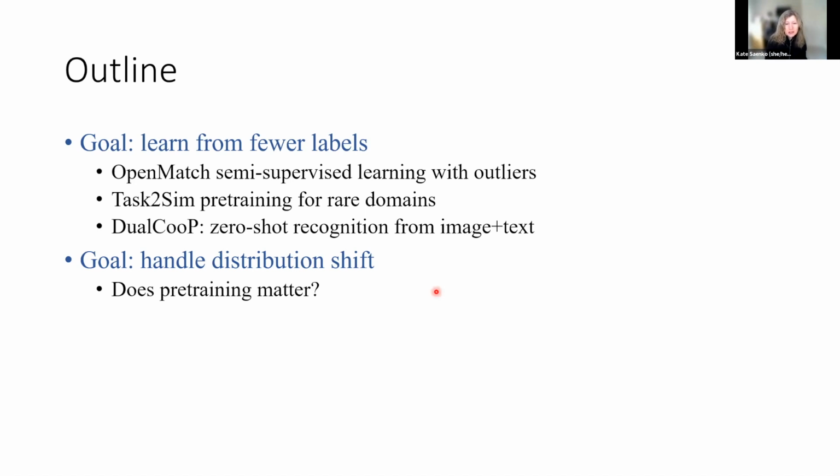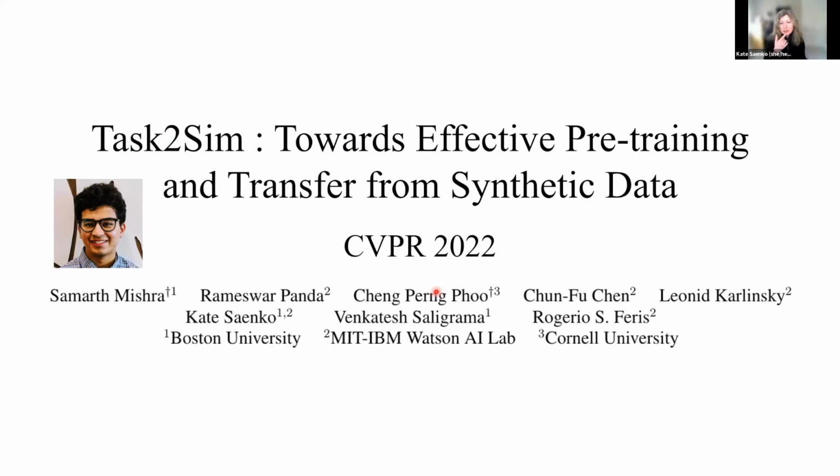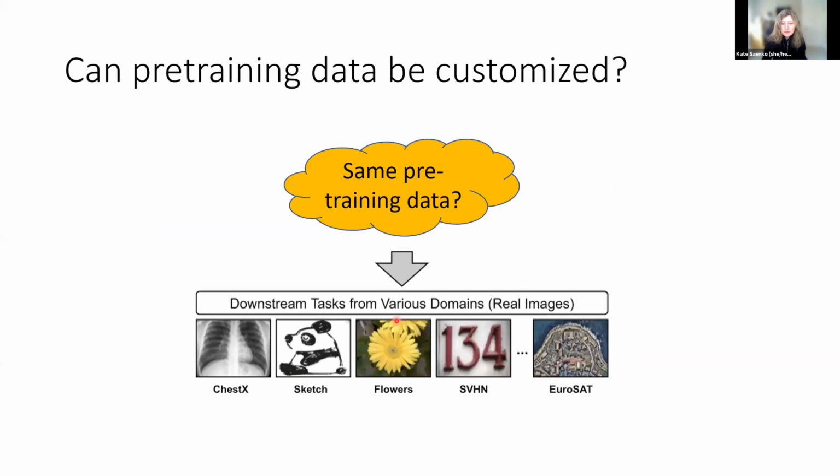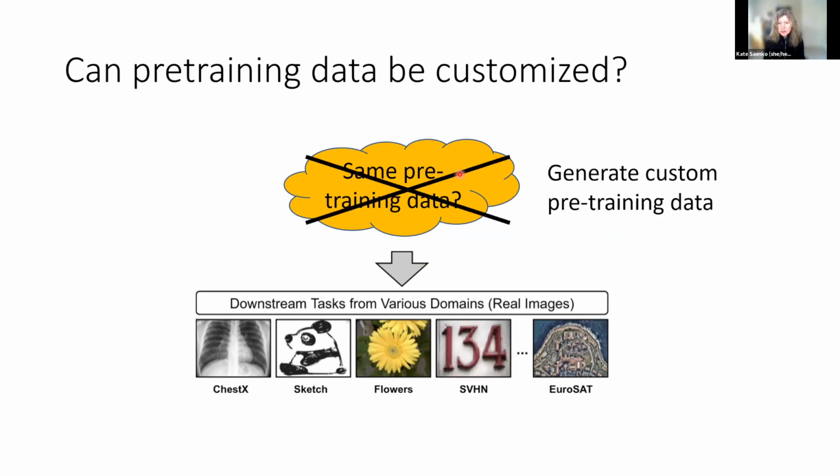So I want to talk about simulation for rare domains. This is a paper that was presented at CVPR this year called Task2Sim, and it's joint work with a bunch of folks that you can see here. The idea is, if we have these rare domains that are not like ImageNet or our web-scale datasets, can we customize the pre-training data to improve performance? Or in fact, can we just simulate the training data? That's the idea behind this work: we're going to generate custom pre-training data purely by simulating it. We're not going to use any real data. We're not going to use ImageNet.